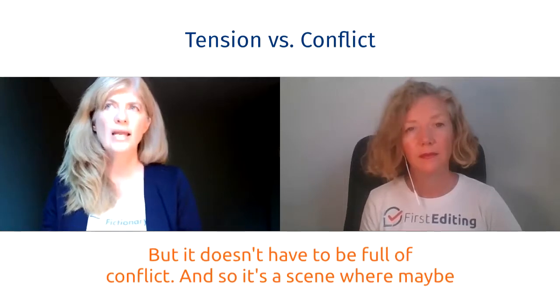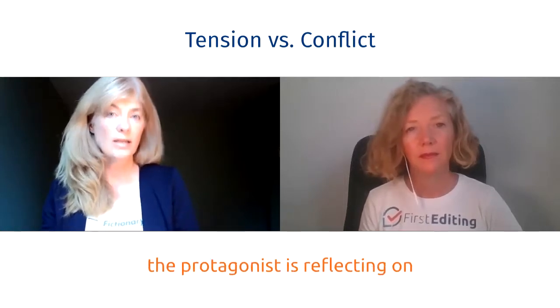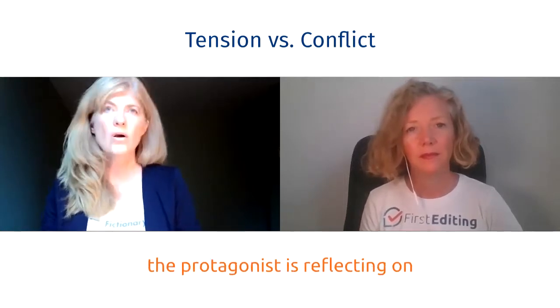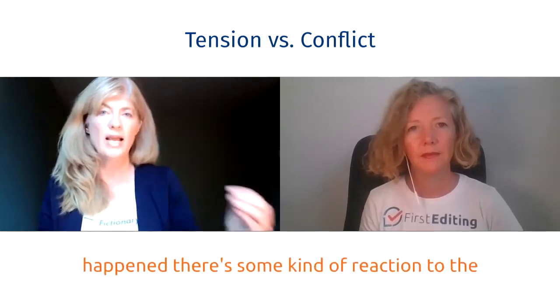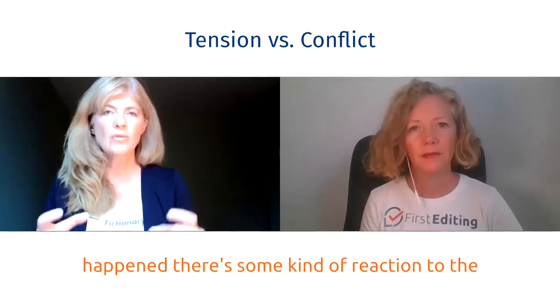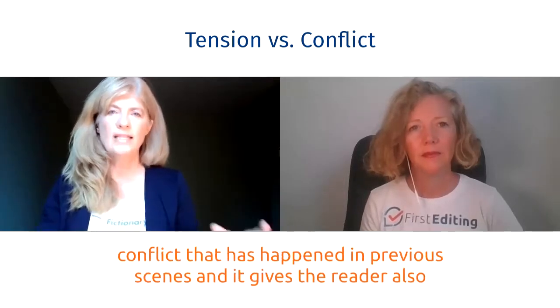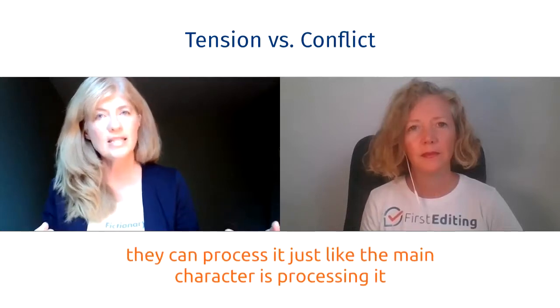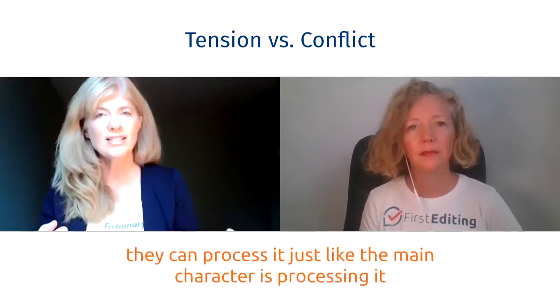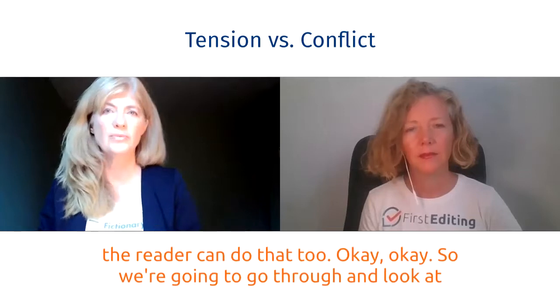And so it's a scene where maybe the protagonist is reflecting on what happened, or they're making a plan for what to do next because of what happened. There's some kind of reaction to the conflict that has happened in previous scenes. And it gives the reader also, they can process it just like the main character is processing it. The reader can do that too. Okay. So we're going to go through and look at that.